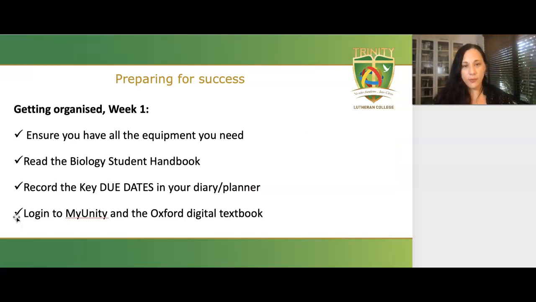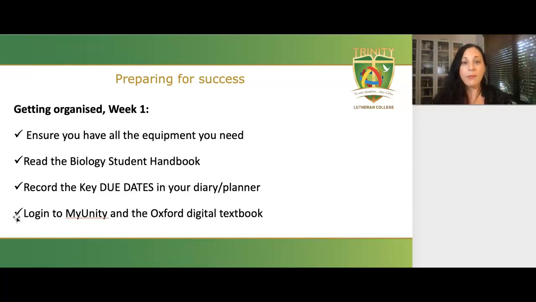Getting organized this week. This is your challenge for the very first lesson. Very first lesson, your job is to get organized. Get yourself sorted. So, step 1, ensure that you have all the equipment you need to come to class. Number 2, read the biology student handbook.